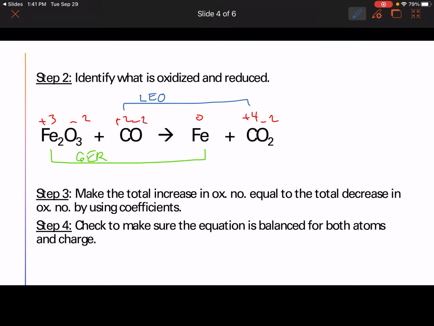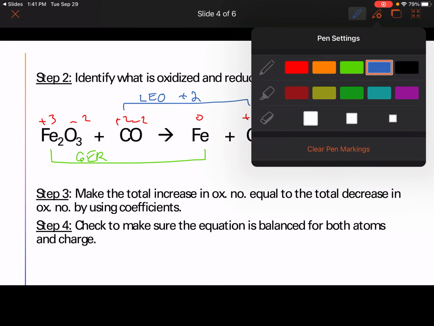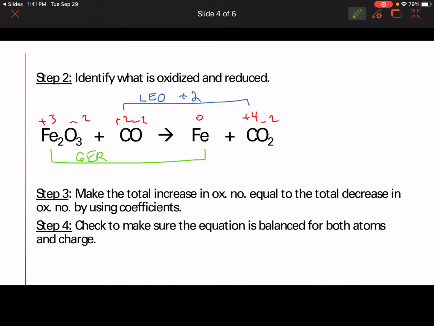Step 3, you're going to make the total increase in oxidation number equal to the total decrease in oxidation number by using coefficients. So if we look at the Leo first, I go from +2 to +4, so that is a change of +2. If I look at the iron here, I go from +3 to 0, so that is a change of -3. Remember, losing electrons, this is 2 electrons lost, and this is 3 electrons gained. Now those have to be equal to each other.